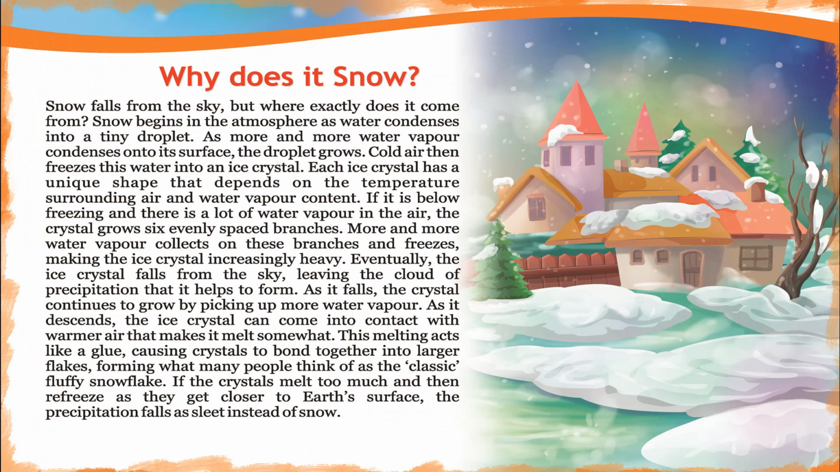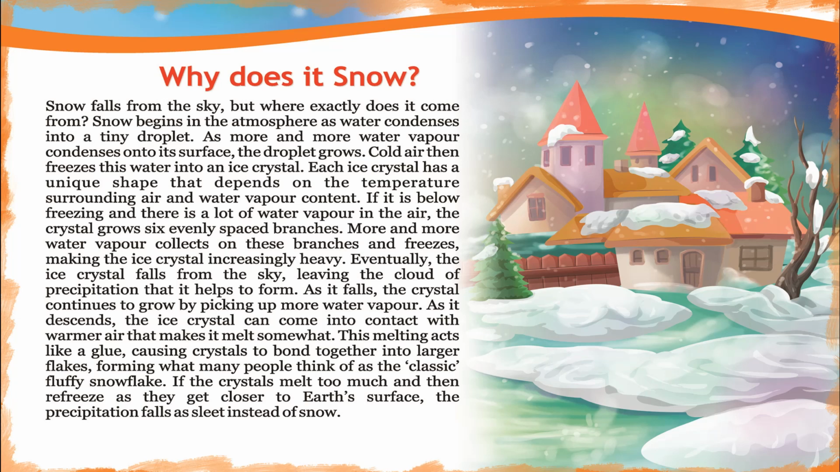Why does it snow? Snow falls from the sky, but where exactly does it come from? Snow begins in the atmosphere as water condenses into a tiny droplet. As more and more water vapor condenses onto its surface, the droplet grows. Cold air then freezes this water into an ice crystal. Each ice crystal has a unique shape that depends on the temperature of the surrounding air and water vapor content.